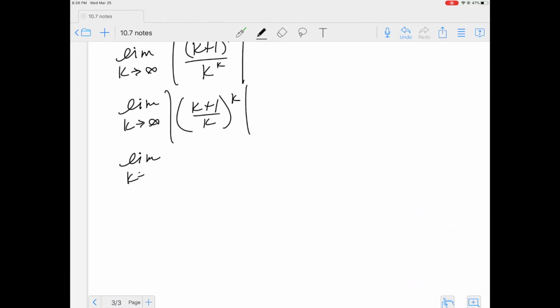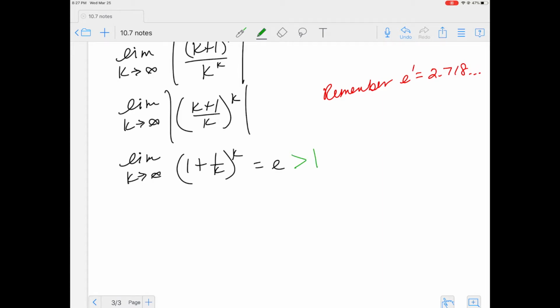So I have the limit as k approaches infinity of 1 plus 1 over k to the k, which we know to be e. And it's just e to the first power because this is just a 1, right? Okay, now what is the value of e? Do you remember that? e to the first power? 2.718, and so on from there. All right. So if I know this is now that value, that is greater than 1.